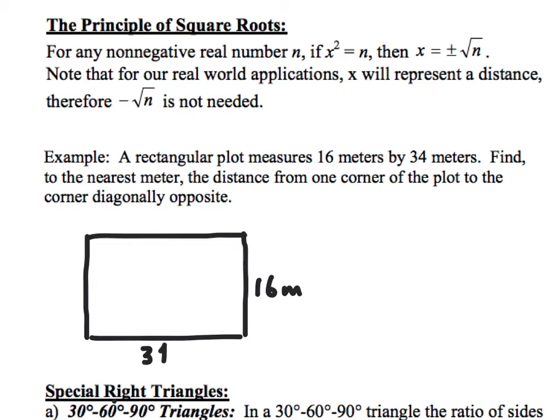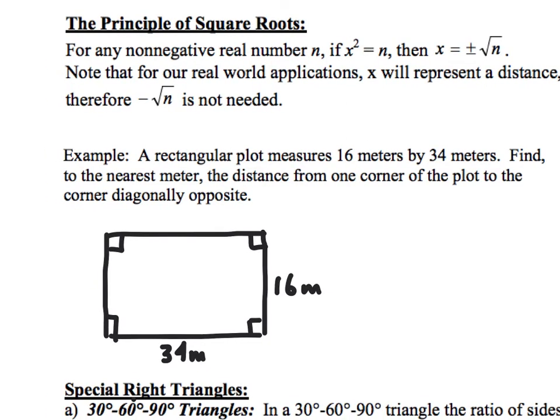Okay, so it's 16 by 34 meters, and it's a rectangle, so I'm going to put right angles in here. It says, to the nearest meter, find the distance from one corner of the plot to the corner diagonally opposite. That was worded a little bit weird. So what we want to do is find this distance here, which we'll call C. Now what I know is that I have a right triangle, and that I have my legs, Lieutenant Dan's magic legs, over here, which we'll call A and B. So let's go ahead and plug that into the Pythagorean theorem.